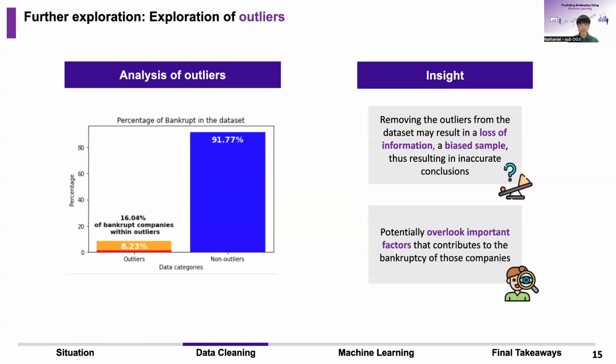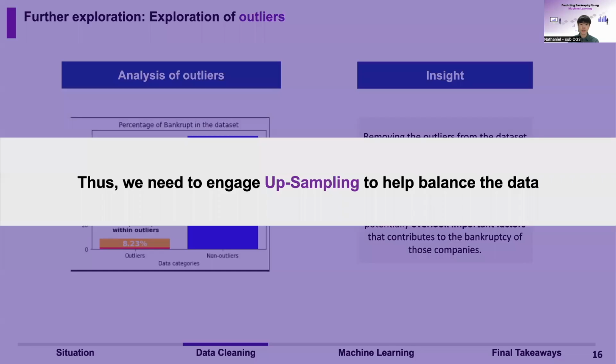During our analysis of the outliers, we made a major insight. 16% of the bankrupt companies in our dataset were concentrated within just 8.23% of the outliers. This finding was alarming, and we realized that removing the outliers will lead to a loss of information and potential bias in our analysis. Additionally, we could overlook important factors that could have a significant impact on predicting bankruptcy. Therefore, we decided to keep the outliers in our analysis and take them into consideration when building our model. Thus, we need to engage in upsampling to help balance the data.